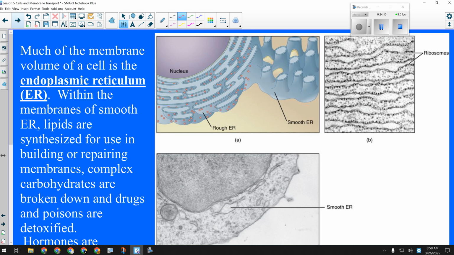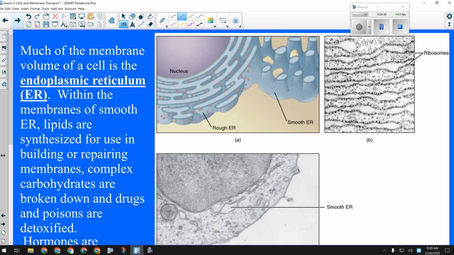Now, the endoplasmic reticulum. How many different kinds are there? Two. Rough and smooth. So the rough ER, under an electron microscope, actually looks just like this. You can see that the layers are kind of folded over each other, and all the little black dots, all of those are ribosomes.